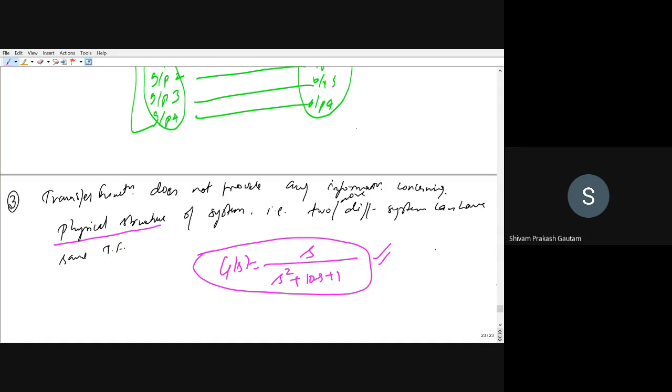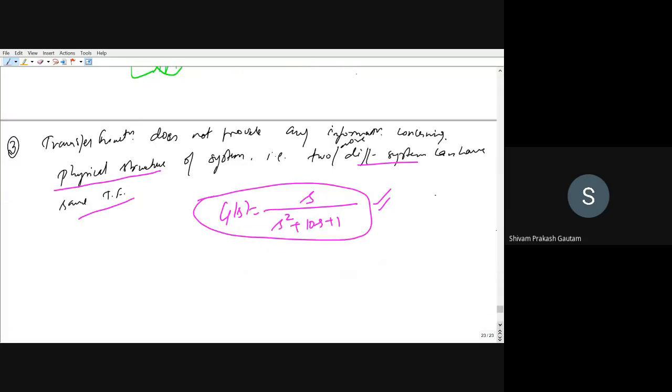So what does this mean? It means that two or more different systems can have the same transfer function.